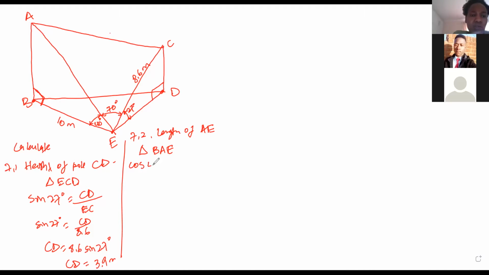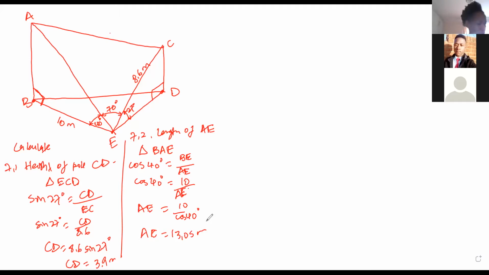So cos 40 degrees is equal to BE over AE. That means cos 40 degrees is equal to BE, which is 10, over AE, which we don't know. So for us to get AE, AE is going to be 10 over cos 40. What is 10 divided by cos 40 degrees? 13.05. That means AE is 13.05 meters.